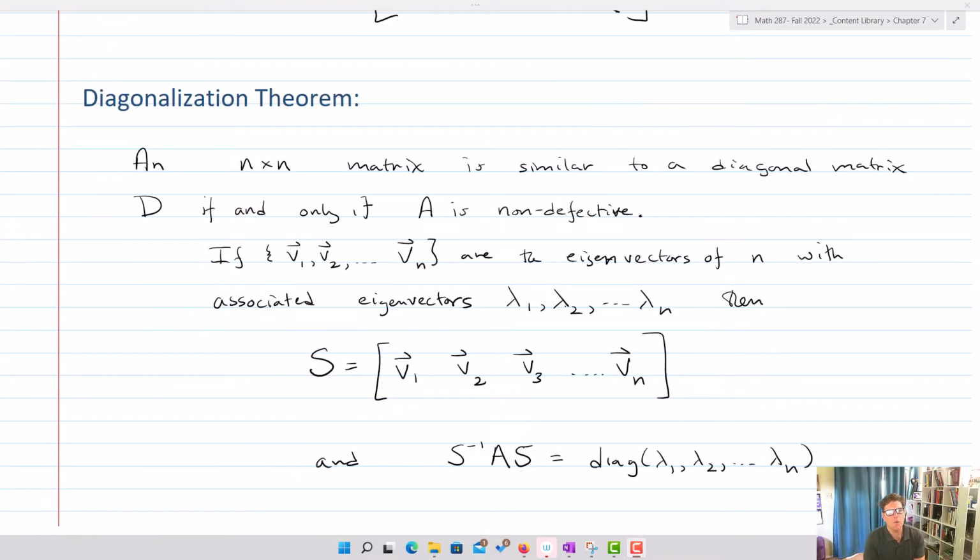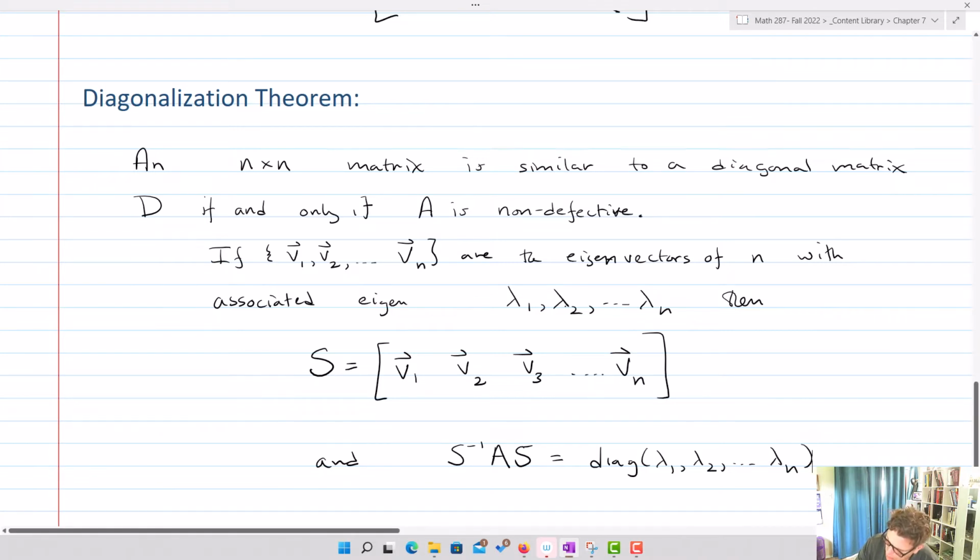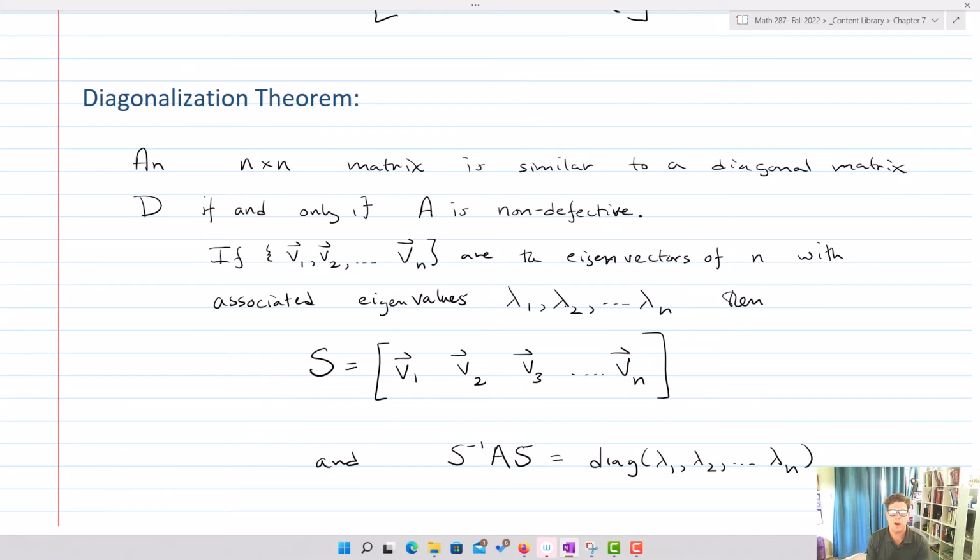All right, so now what we're going to look at is something called the diagonalization theorem, and this is the big theorem from this particular section. An n by n matrix A is similar to a diagonal matrix D if and only if A is non-defective. If V1 through Vn are the eigenvectors of A with associated eigenvalues lambda 1 through lambda n, then S is going to equal V1, V2, V3, all the way through Vn. So the column vectors of S are made up of the eigenvectors in order, by the way, and S inverse AS will equal the diagonal matrix of lambda 1, lambda 2, all the way through lambda n.